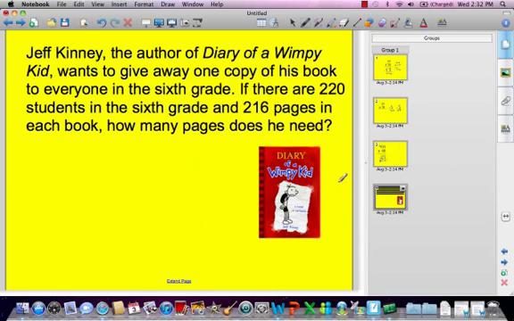All right, last problem. It's a word problem. Jeff Kinney, the author of Diary of a Wimpy Kid. I don't like that kid. He doesn't have good habits as a student. I read in a book once he copied. Not a good habit.